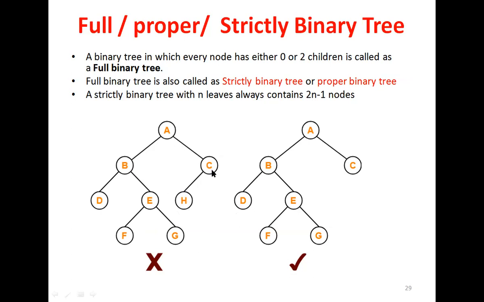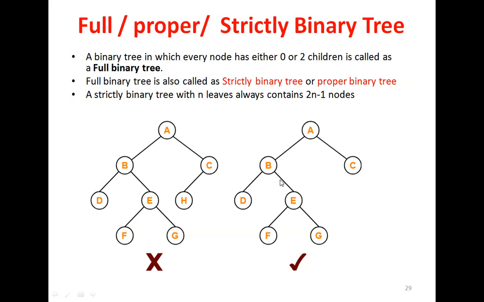Because you see this node C. Node C, how many children does it have? One child. So is this tree satisfying the property of a strictly binary tree? No. I told you that in a strictly binary tree, every node has either 0 children or 2 children. But this is not satisfied because node C has only 1 child. So this is not a strictly binary tree.